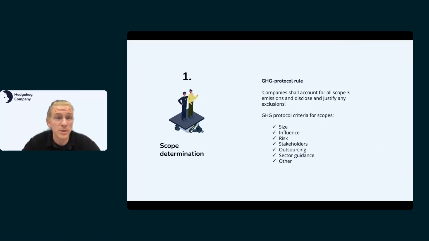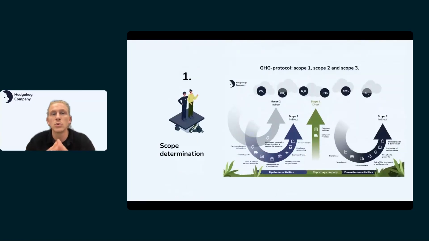This sounds quite easy, but of course, this is also a bit of an arbitrary process, and therefore it is also regulated by the GHG protocol. Basically, what the GHG protocol states is that companies shall account for all scope 3 emissions, besides scope 1 and 2 of course, and disclose and justify any exclusions. Hence, when we're looking at this figure, we are taking every scope into account. Only for each scope that we are excluding must we justify that decision.